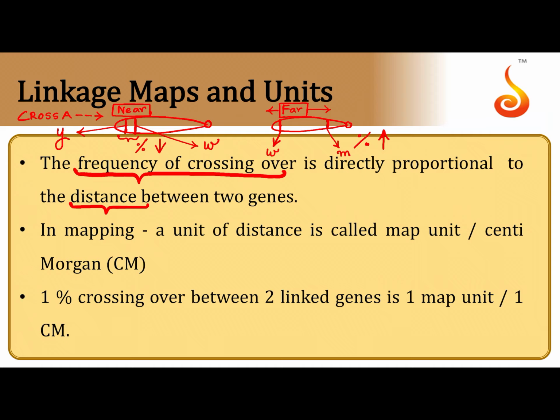Using the percentage of recombination, Alfred Sturtevant, who was a student of Morgan, converted the percentage of recombination into a unit of distance and he called it the linkage map unit, or it is also called centimorgan. cM refers to centimorgan, or it is called linkage map distance.